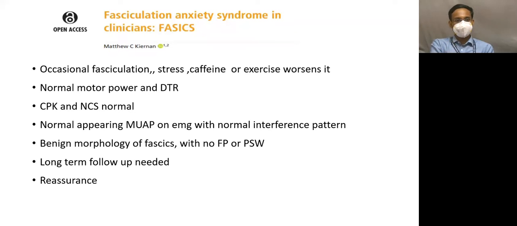So there is an entity called fasciculation anxiety syndrome, where patients predominantly have only fasciculations. It is predominantly worsened by stress, caffeine, or exercise. And the clinical examination is nearly normal, and the deep tendon reflexes are always normal. And electrophysiology, CPK, and all those tests are normal. So he looked at 23 such patients over 7 years and followed them up for 5 years. Out of 23 patients, only one patient actually developed ALS. The 22 other patients had benign problems and did not have much trouble. So this is an important thing that we must be cognizant about.